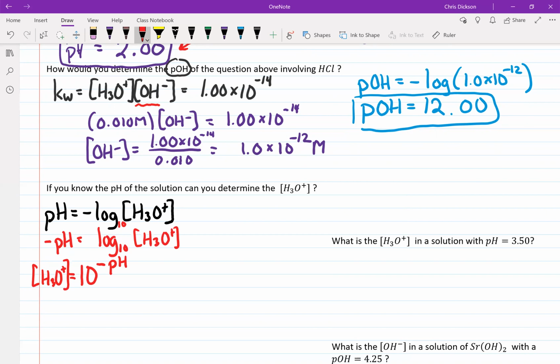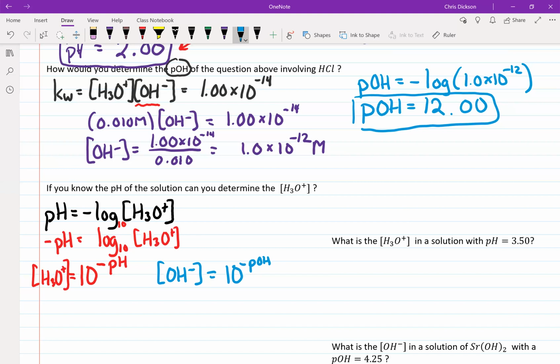And I'm just going to write out the one for hydroxide here. It's derived the same way, so I'm not going to redo that for you. But that would be 10 to the negative pOH. So those are another two forms you'll have to commit to memory.